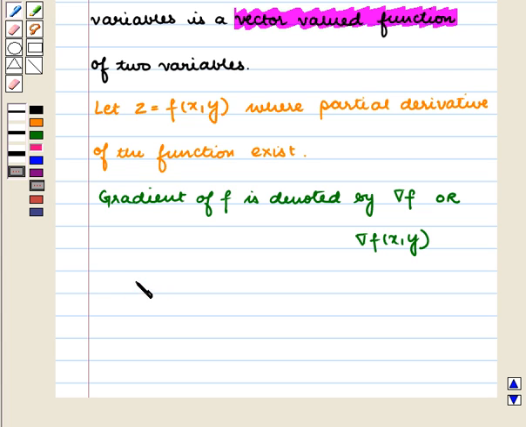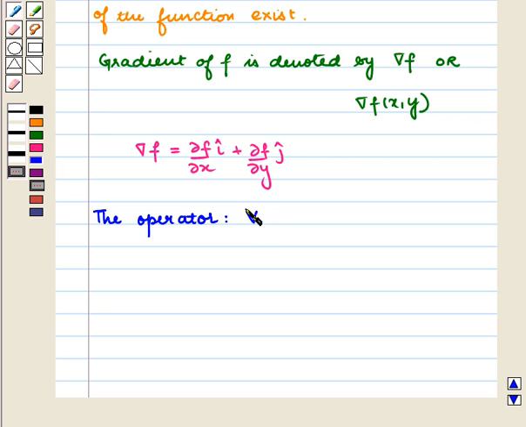and it is found using the formula gradient of f equal to del f by del x i cap plus del f by del y j cap. The operator read as del is equal to del by del x i cap plus del by del y j cap, and del of f of xy is a vector in plane.